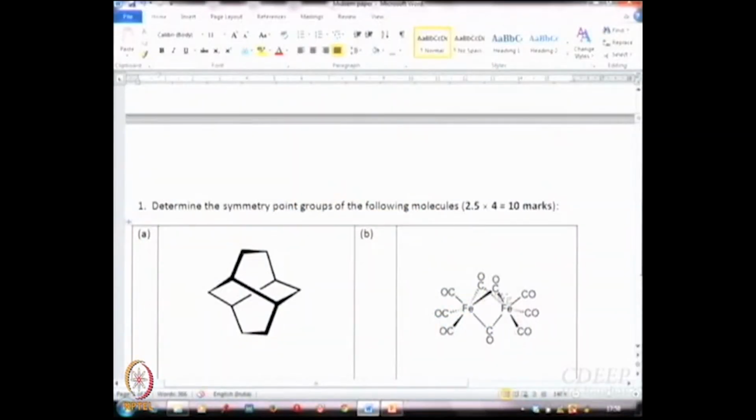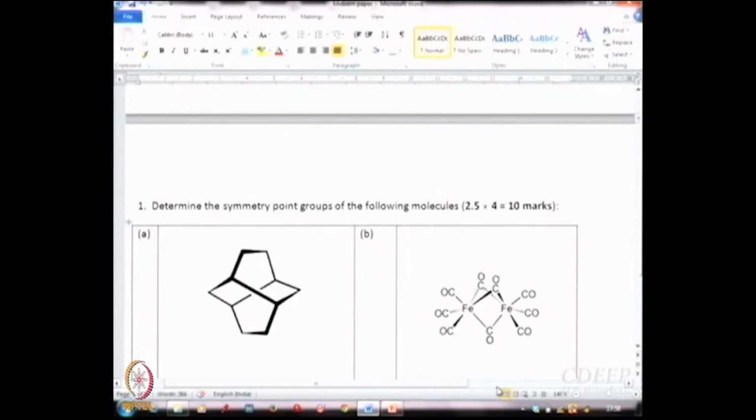It is D3h. Is the second one D3h? Do you see the C3 axis? Where is the C3 axis? Joining the two irons. Is that C3? Check. CO, CO, CO. Then this is CO, CO, CO. Then again in the middle you have CO, CO, CO. C3 axis. Alright? Don't believe me? Okay.